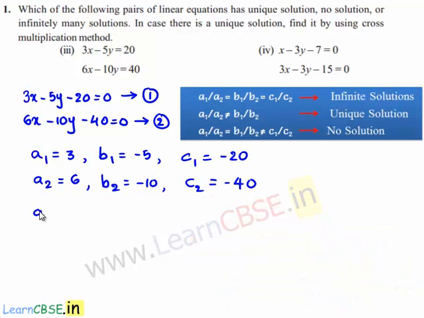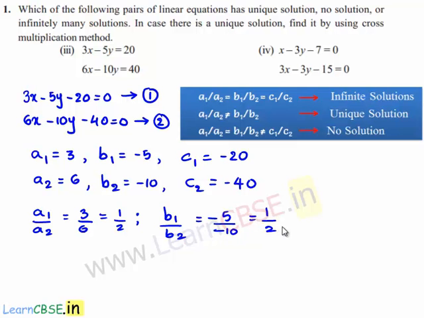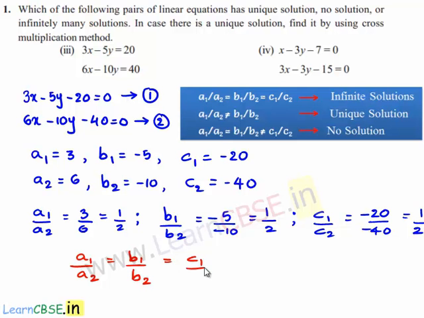So let us first find a1 by a2, that is equal to 3 divided by 6, which is 1 by 2. Next, b1 divided by b2, which is -5 divided by -10, which is 1 by 2. And the next one is c1 by c2, nothing but -20 divided by -40, which is 1 by 2. So we can observe that a1 by a2 is 1 by 2, which is equal to b1 by b2, which is also 1 by 2, which is equal to c1 by c2, which is also 1 by 2.